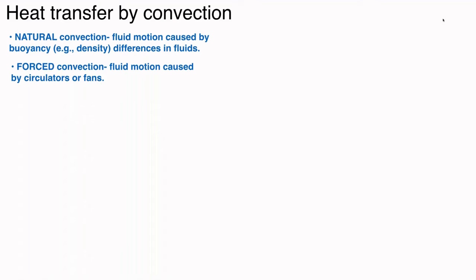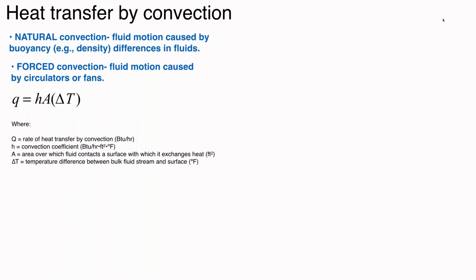Forced convection is where the motion of the fluid is caused by a circulator, or in the case of air, by a fan or a blower. Now, the rate of heat transfer by convection, pretty simple looking equation here. We have a value called the convection coefficient. It's a constant that has some value to it. We have the heat transfer area. This would be the area where a solid surface, for example, is in contact with a liquid. And then we have the average temperature difference between those.